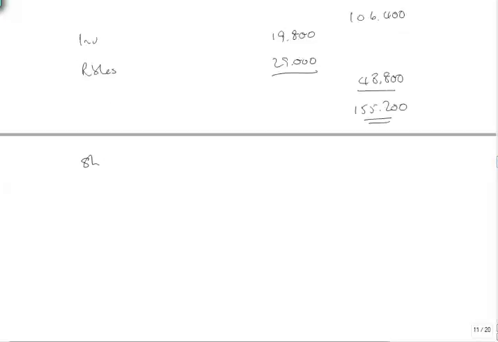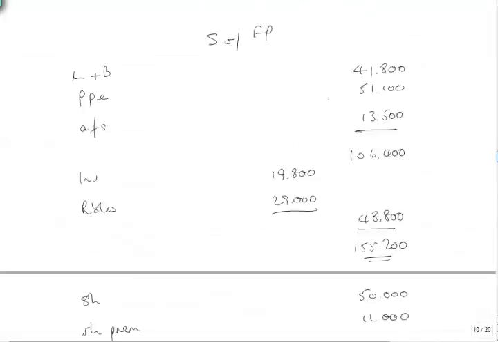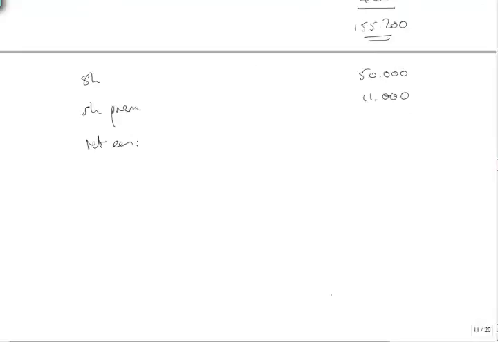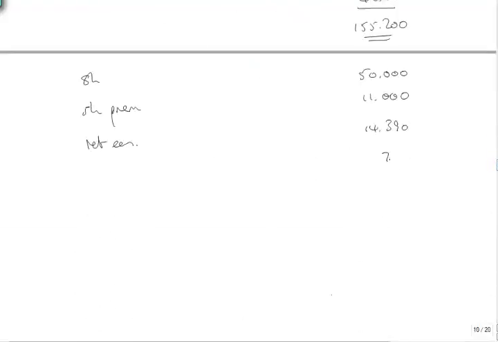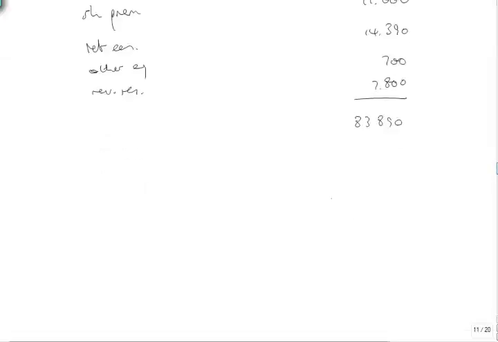Share capital, we know that, don't we? We know that's 50,000. Share premium, we know that that's 11,000. And then, what have we got next? Retained earnings? Yeah, retained earnings 14,390. And then other equity and revaluation 707,008. Other equity and revaluation reserve. No non-controlling interest, not a consolidation. 70, 81, 82. 83,890. Long-term debt.